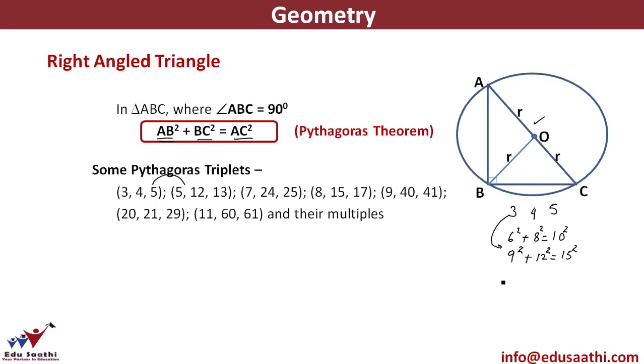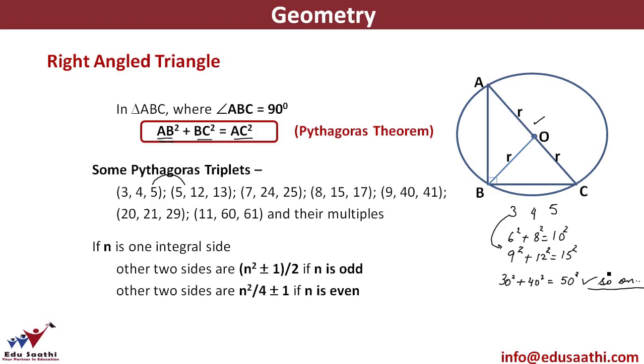Similarly, 30 square plus 40 square is equal to 50 square, and so on. So all the multiples of a Pythagorean triplet are also Pythagorean triplets. I need to remember only the basic ones; the higher ones can always be found out.